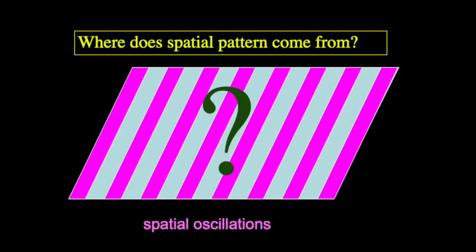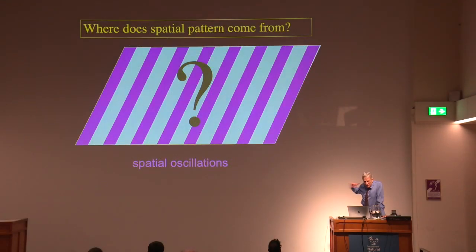And I want to close. Raj mentioned the most sacred name of them all, and I'm going to get to that. I want to talk just for a few minutes about spatial pattern formation. And these are, of course, not temporal oscillations. These are spatial oscillations. And we want to ask the same question: where do spatial oscillations come from?